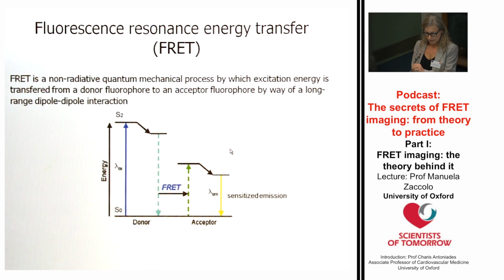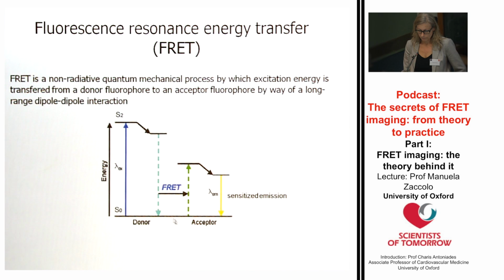So what is FRET? FRET stands for fluorescence resonance energy transfer, or Forster's resonance energy transfer, from the name of the physicist who described the phenomenon. And FRET is a non-radiative quantum mechanical process by which excitation energy is transferred from a donor fluorophore to an acceptor fluorophore by way of a long-range dipole-dipole interaction. So what does this mean?